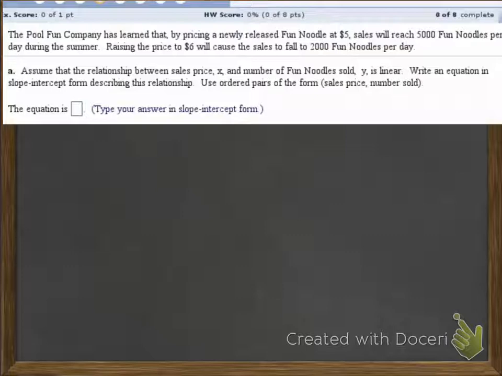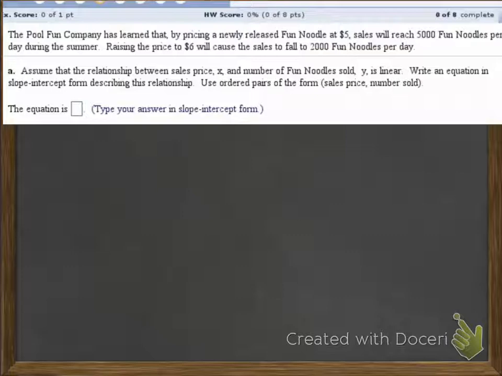Okay, now we're somewhat talking about a little bit of a slope. And if you take the other two out and say fall, raising $6, fall 2,000 noodles, then we're definitely talking about slope. But it says at $6, you'll only sell 2,000 fun noodles.